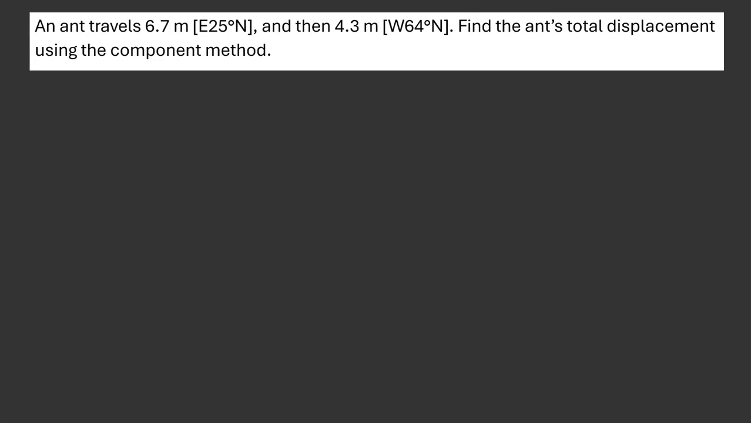Hey, today we're going to be taking a look at a physics problem. We're going to be adding vectors, so it's going to be a vector addition problem using the component method. So I will read through the problem and then we'll solve it together.